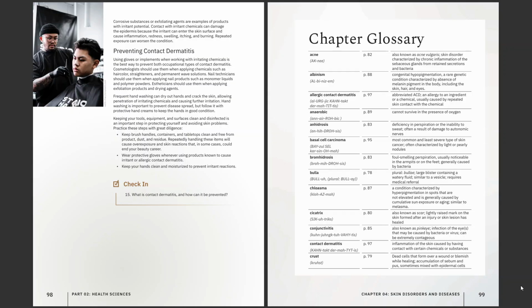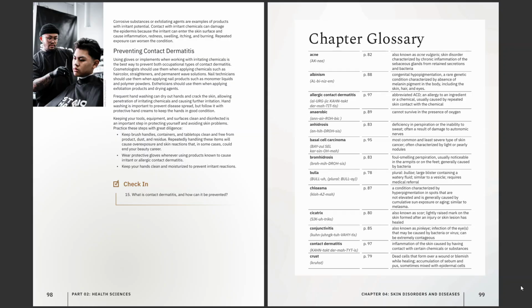Preventing contact dermatitis. Using gloves or implements when working with irritating chemicals is the best way to prevent both occupational types of contact dermatitis. Cosmetologists should use them when applying chemicals such as hair color, straighteners, and permanent wave solutions. Nail technicians should use them when applying nail products such as monomer liquids and polymer powders. Estheticians should use them when applying exfoliation products and drying agents.